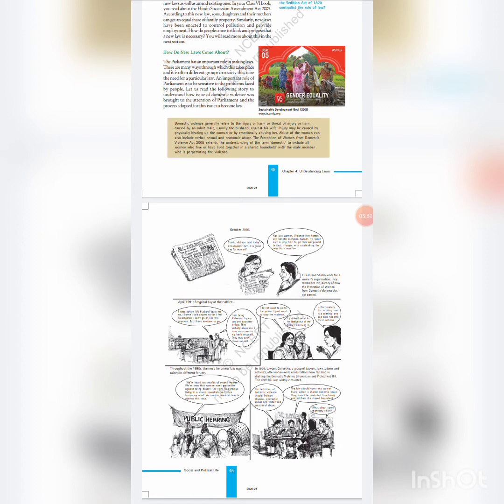The issue of domestic violence was brought to the attention of Parliament, and a process was adopted for this issue to become law. The Protection of Women from Domestic Violence Act 2005 was implemented to protect women from being abused and injured by the male. What is domestic violence? The injury or harm caused by an adult male to his wife.